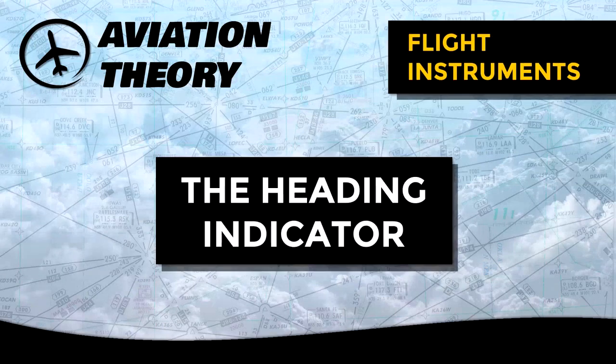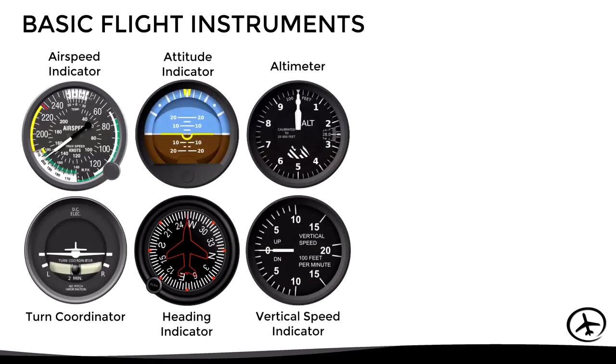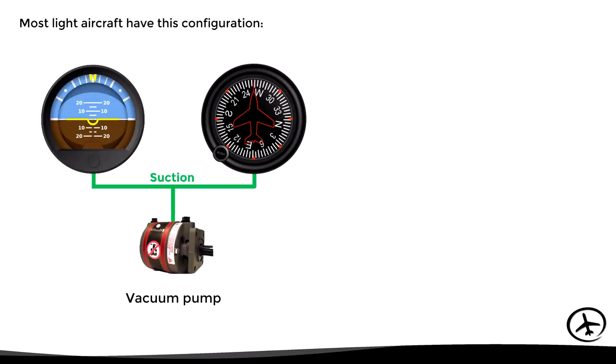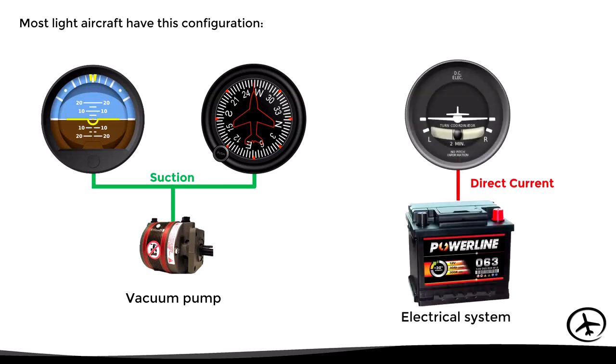Today, we will talk about the heading indicator, also known as the directional gyro. This is one of the basic flight instruments that we will find in any aircraft, and its operation is based on gyroscopic principles. As mentioned in the video about the gyroscopic system, most light aircraft have the following configuration. The vacuum pump provides suction to drive the gyros of the attitude indicator and the heading indicator, while the gyro of the turn coordinator is driven by direct current from the aircraft electrical system.